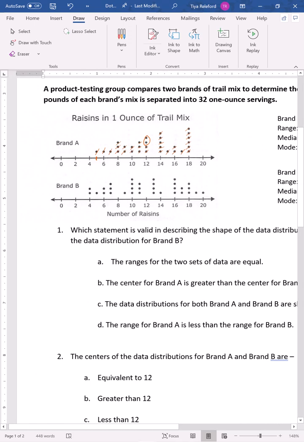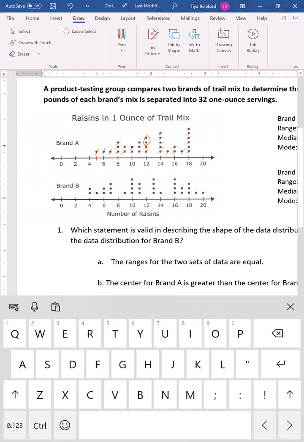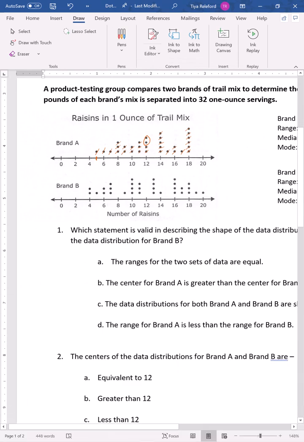Now you try to find the median for brand B. Crossing them off till you get to the middle.